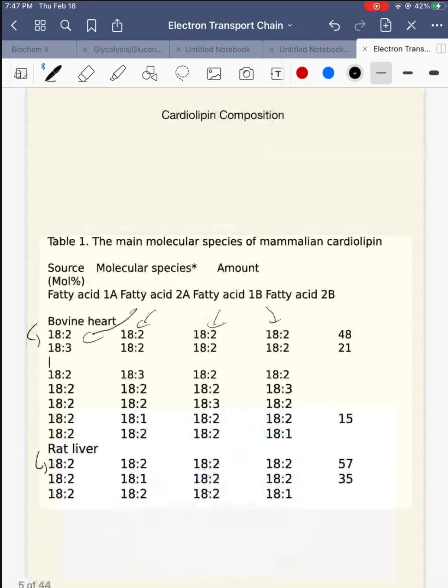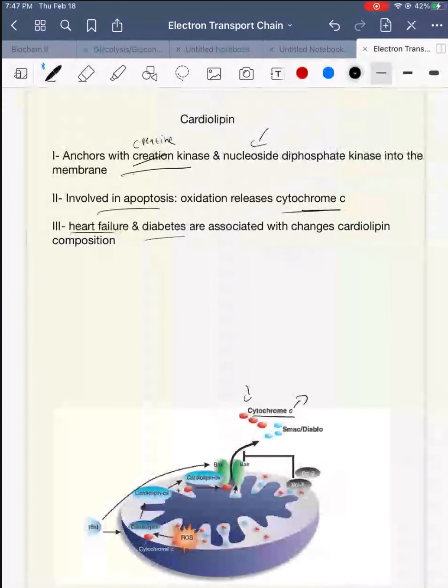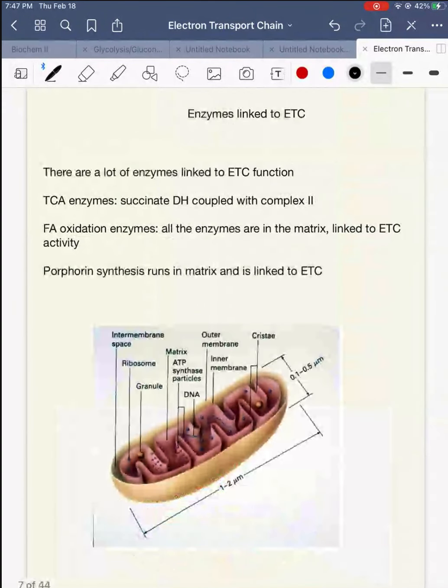So these compositions are pretty important for stability and function of the electron transport chain, because it makes up most of the inner membrane space of the mitochondria. Okay, so let's look at some enzymes linked with the electron transport chain.